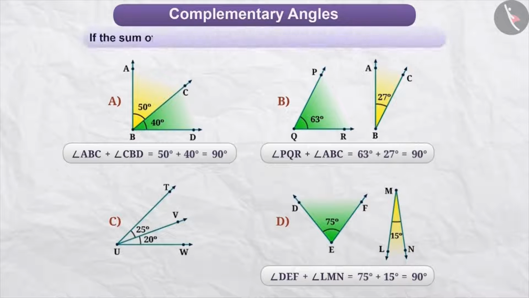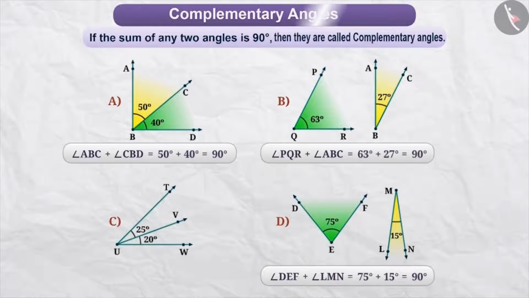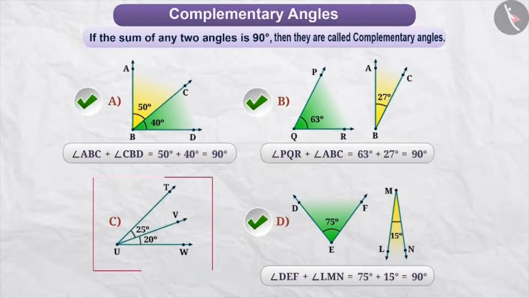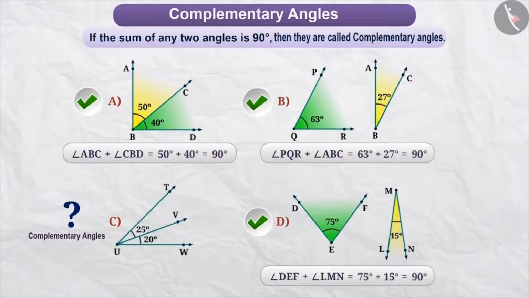In this way, if the sum of any two angles is 90 degree, then they are called complementary angles of each other. Now, by looking at the angles given in figure 3, can you tell if they are complementary angles or not? Think.